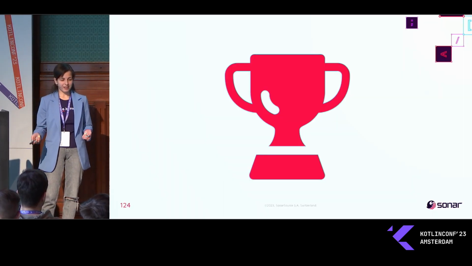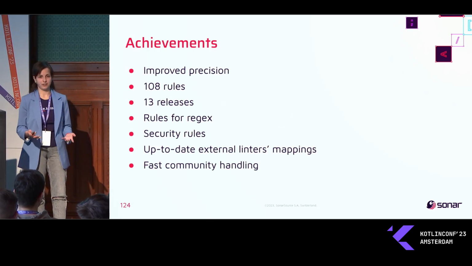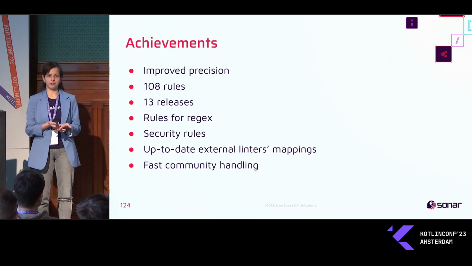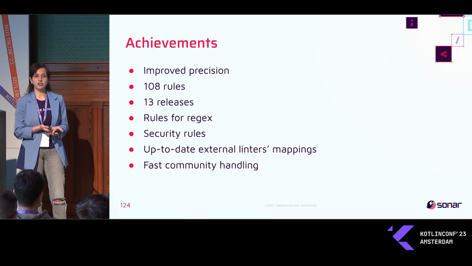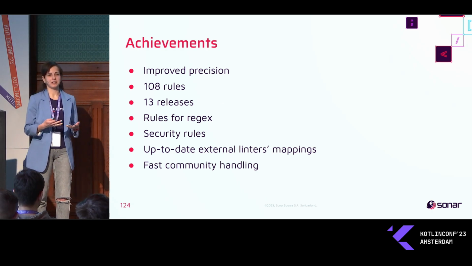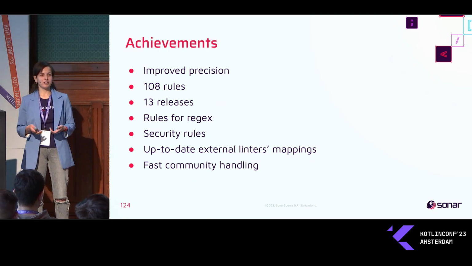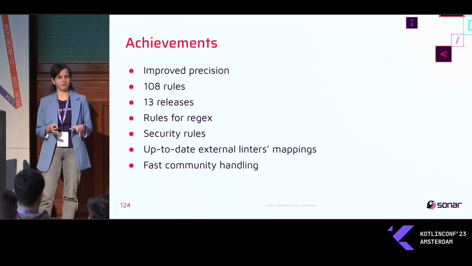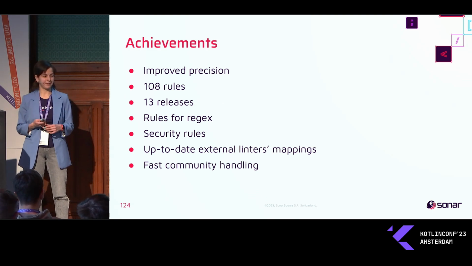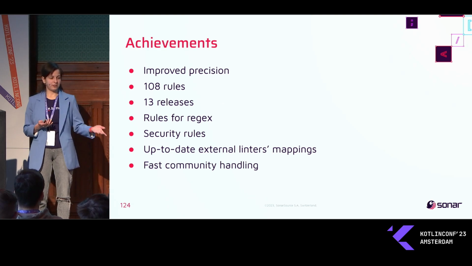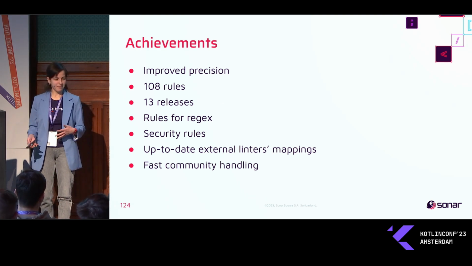So let's talk a little bit about achievements, what we actually achieved after releasing Sonar Kotlin 2.0. We improved precision because we added semantics. We had 108 rules, and actually now, while I'm presenting at KotlinConf, my teammates released another version of Sonar Kotlin. So currently we should have around 120 rules. So it's even more. We already had 13 releases, and the 14th was, I guess, just done yesterday or today.